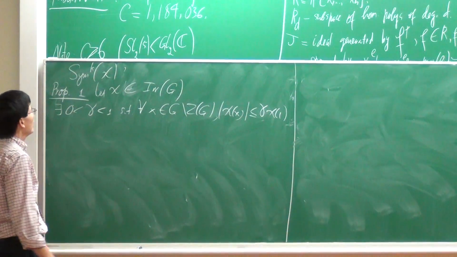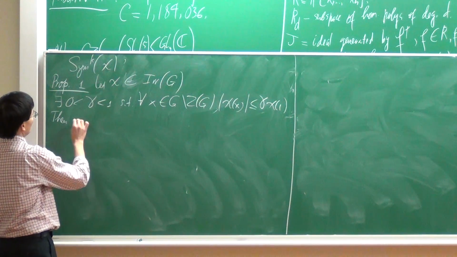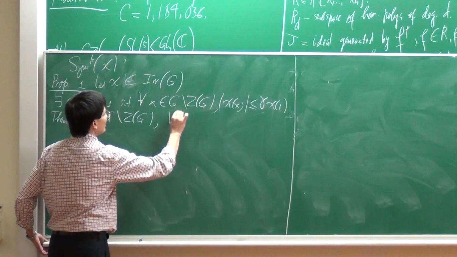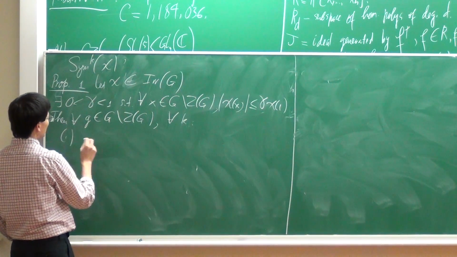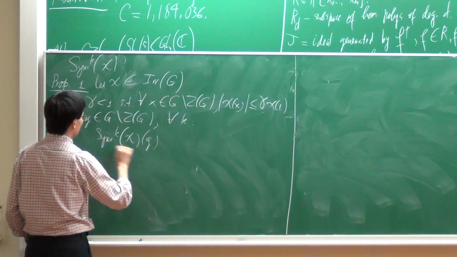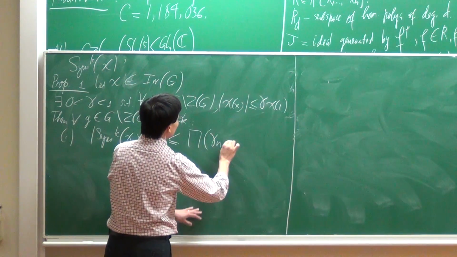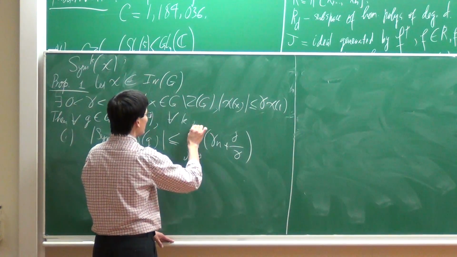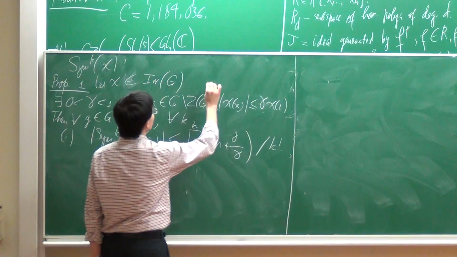Okay. Then for any non-central element g, for any k, what you can prove is the following. You can show that Sym k of chi evaluated at g can be bounded by the product of gamma n plus j divided by n plus j, for j from 0 to n minus 1, divided by gamma, total. And what is the n? n is just the degree of chi.